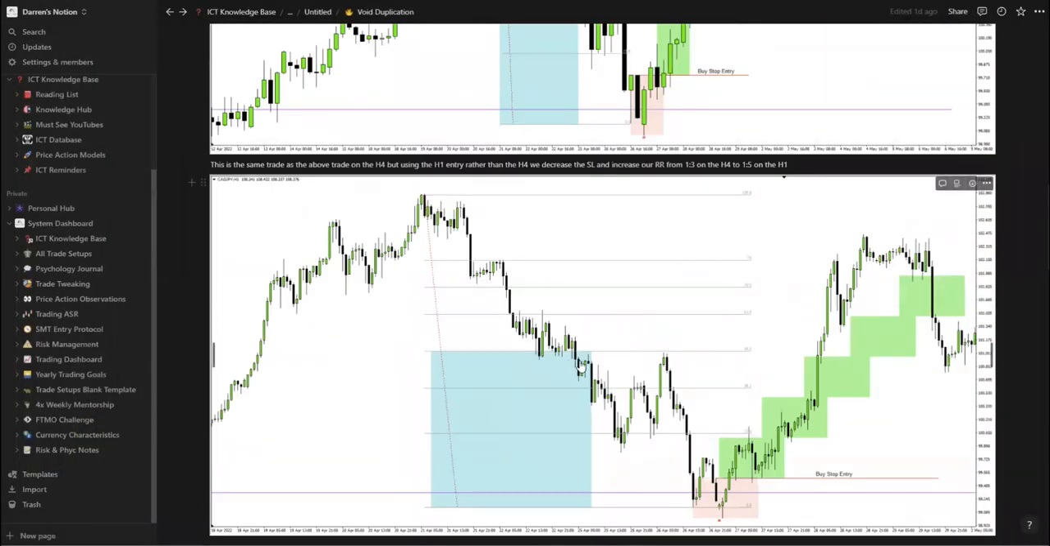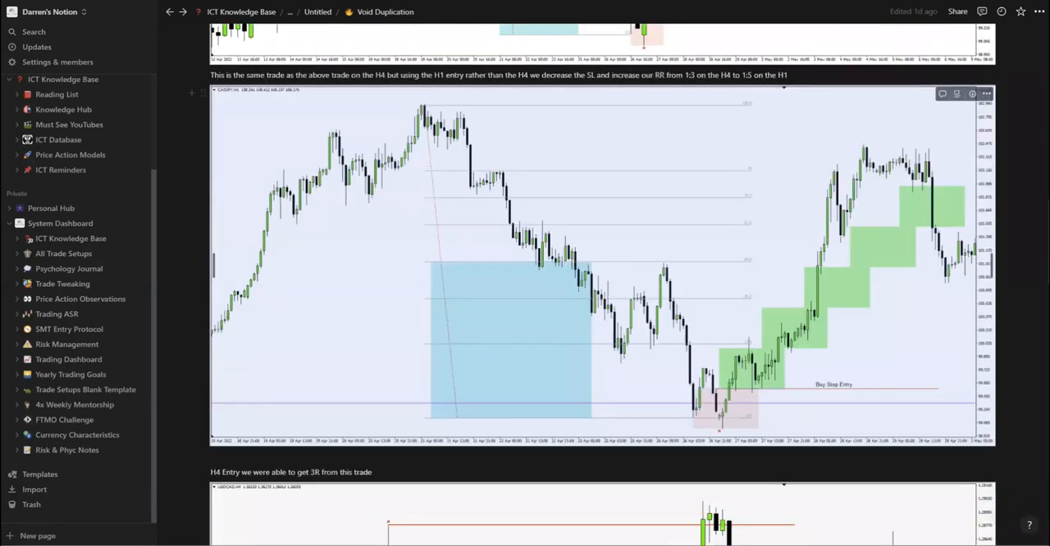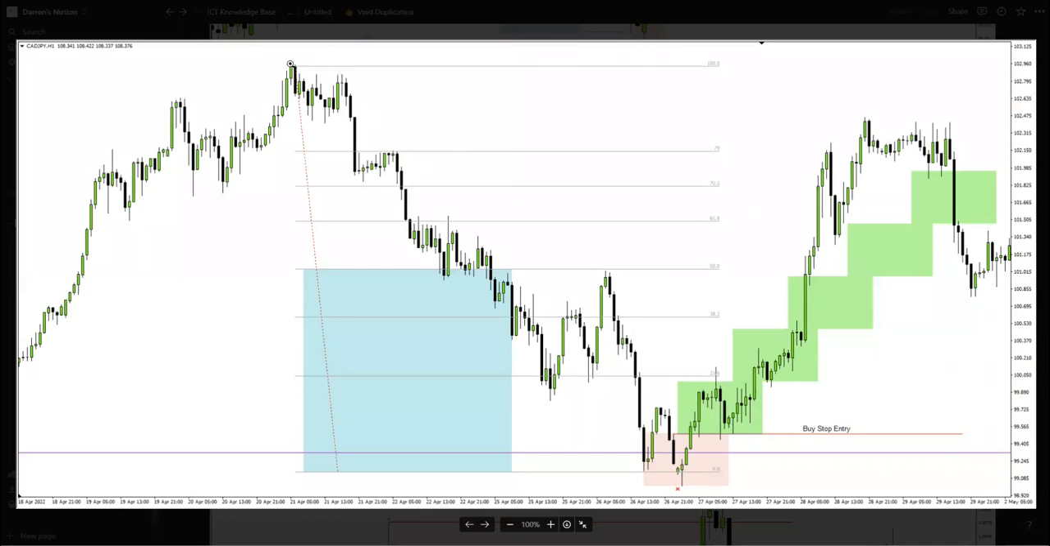Okay, here is the same trade I just showed you on this 4-hour here, but from a 1-hour perspective. Price makes a high, moves down to the low, closes this purple line, which is our weekly buy-side imbalance. And what do we do with this?